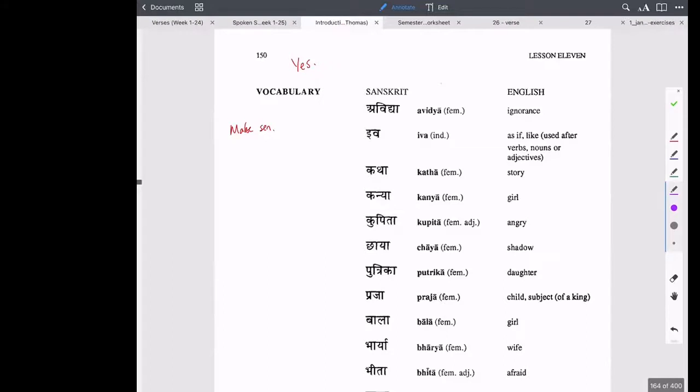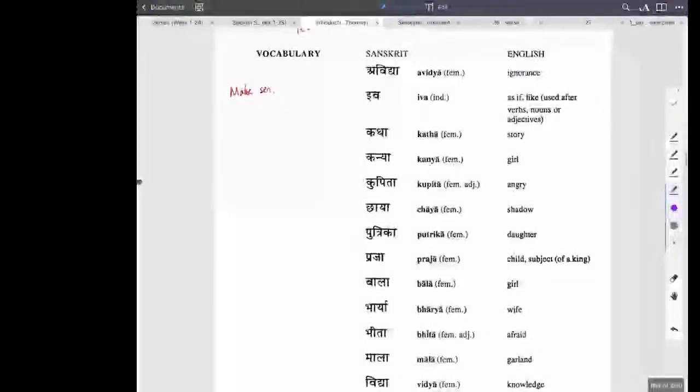Okay, girl, kanya. Boy, balaha. Girl, kanya. Angry, kupita. Kupita kanya. Angry girl. Shadow, chaya. Chaya, shadow.